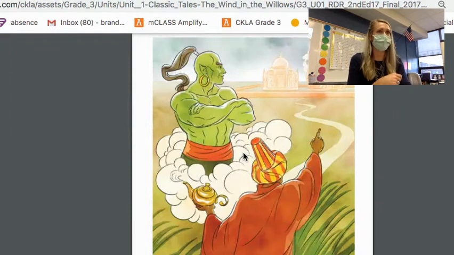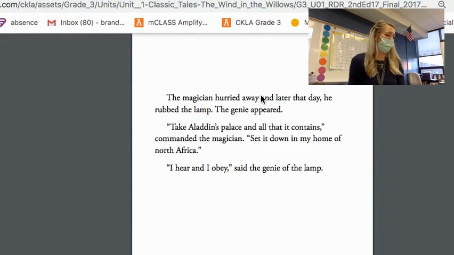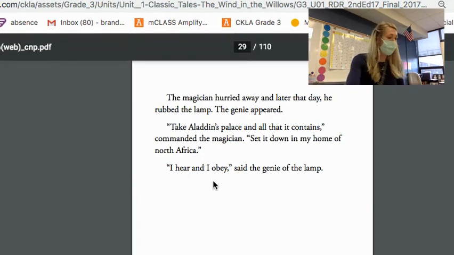Everybody point to the caption and read it with me. The magician rubbed the lamp. Very good. Back at page 23, find the word obey and point to it. Obey. What does it start with? An O. Just skim through. Find it and point to it. If people are looking at the picture rather than the text, find the word obey. Down at the bottom, we see it. It says, I hear and I obey. Obey just means that you're going to do what you are told and you're going to do it without question and without asking. So if we know the genie is going to obey, could there be some trouble?